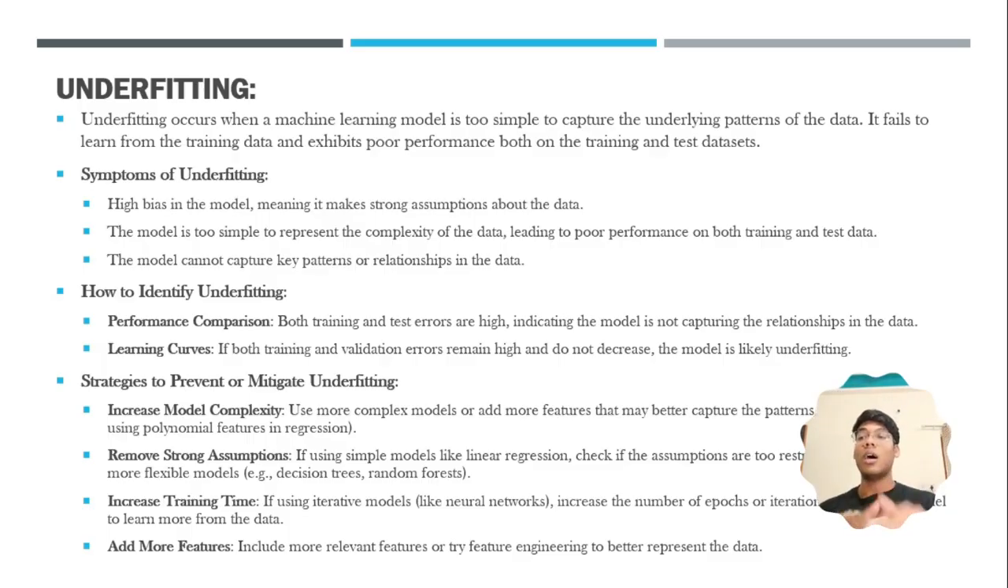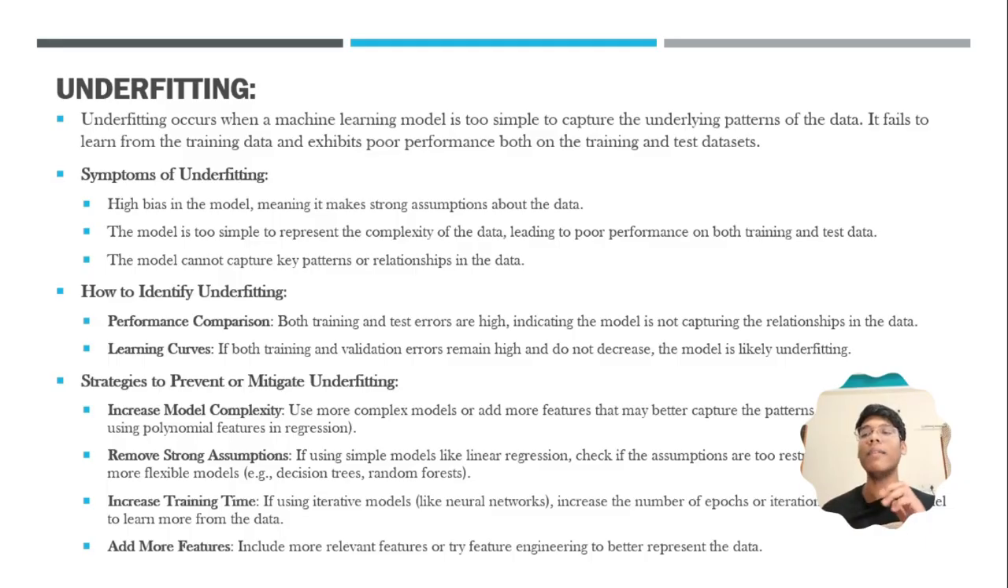Now coming to underfitting. So what is it? Underfitting occurs when a machine learning model is too simple to capture the underlying patterns of the data. It fails to learn from the training data and exhibits poor performance on both the training and test datasets. The symptoms of underfitting are high bias in the model, meaning it makes strong assumptions about the data. The model is too simple to represent the complexity of the data, which leads to poor performance on the training data and the test data. The model cannot capture key patterns or relationships in the data.